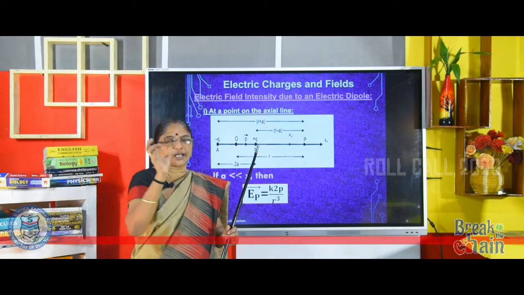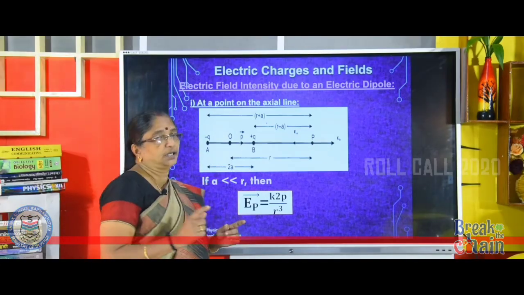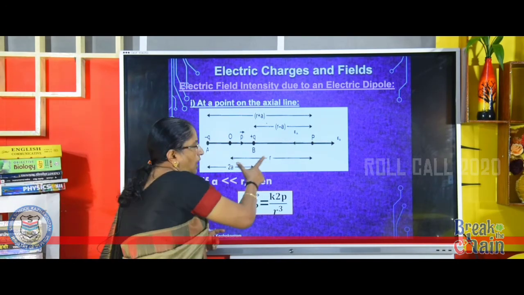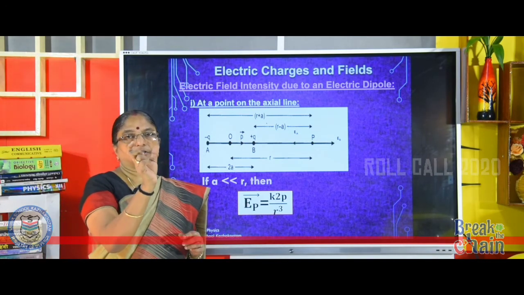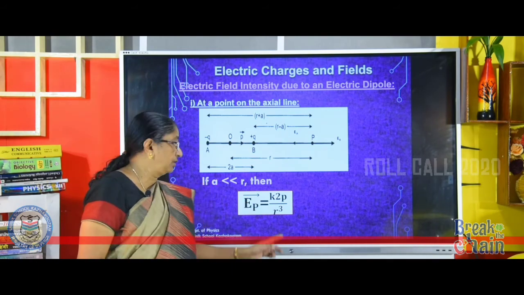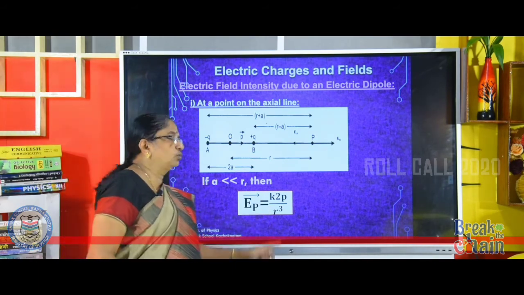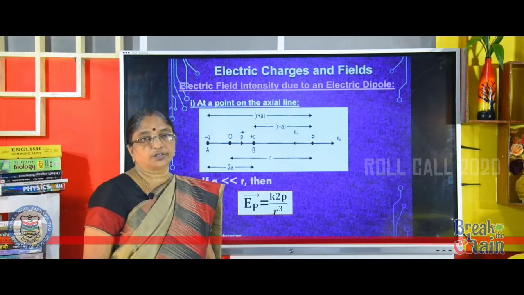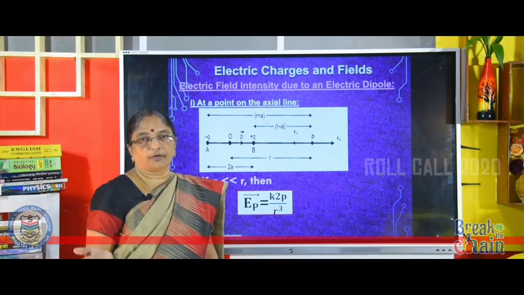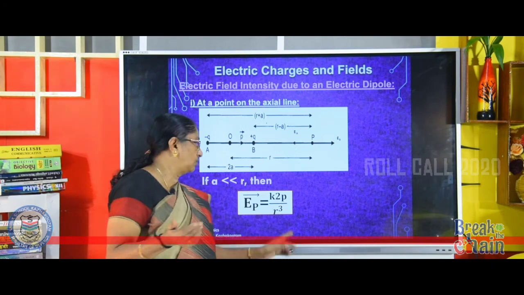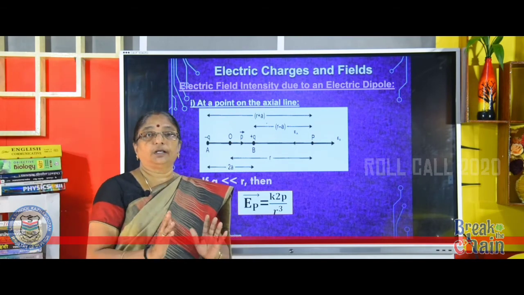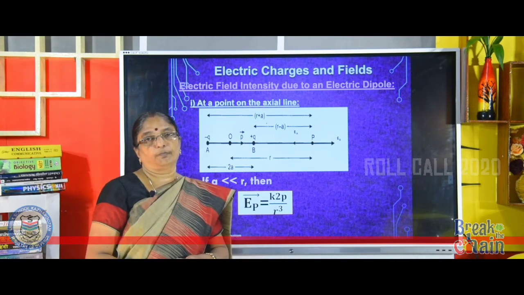And let us see one special case of that. If a is very much less than r, what does it mean? It means that the dipole is a short dipole, so we can neglect a from the equation, and when you simplify that, you get 2kp by r cube, and that is the equation to be used for short dipoles when the distance is far away. So EP equals 2kp by r cube, and just the magnitude needs to be written, EP equals 2kp by r cube.